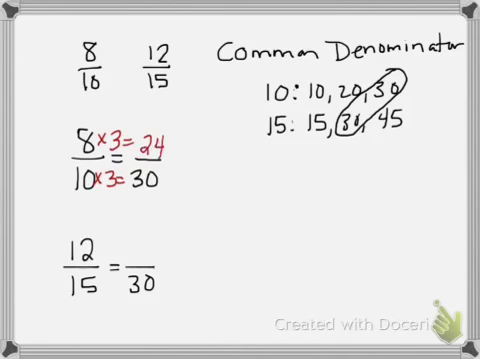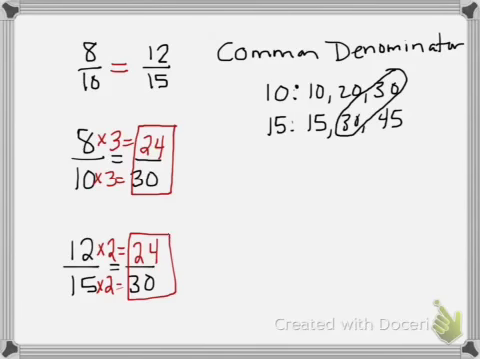Okay? Now we're going to do the exact same thing for 12/15. So 15 times what is 30? 15 times 2. And so I'm going to multiply 12 times 2, and I get 24 over 30. And so these fractions are equivalent because when I set a common denominator, I end up with the exact same amount.